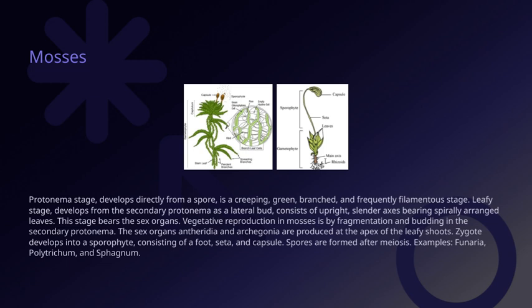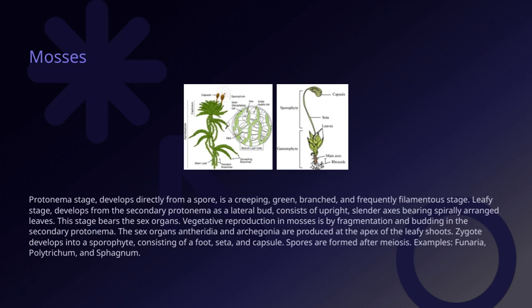This is the stage where the moss actually becomes more recognizable as a plant, and it's also where the sex organs are produced. Speaking of reproduction, mosses primarily reproduce vegetatively through fragmentation and budding, especially in the secondary protonema. This allows them to spread and survive in various environments. The sex organs, called antheridia and archegonia, are located at the tips of the leafy shoots, facilitating sexual reproduction.